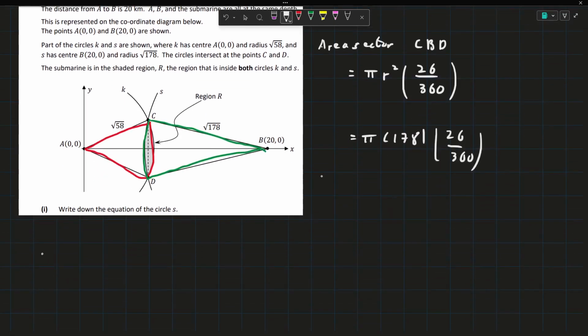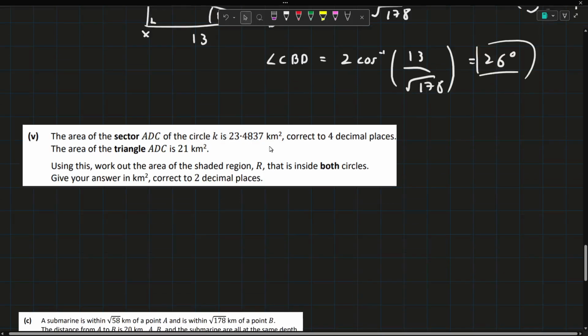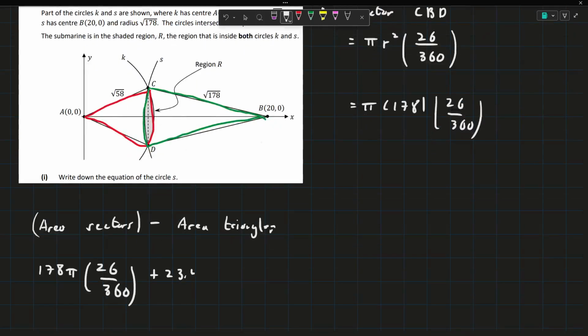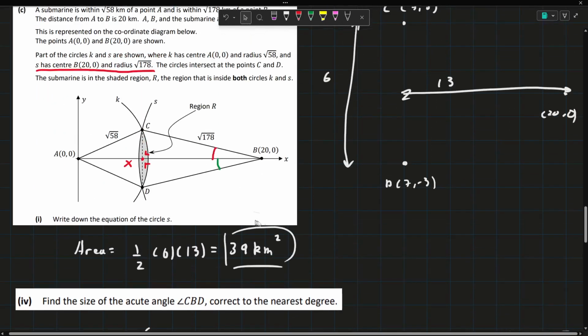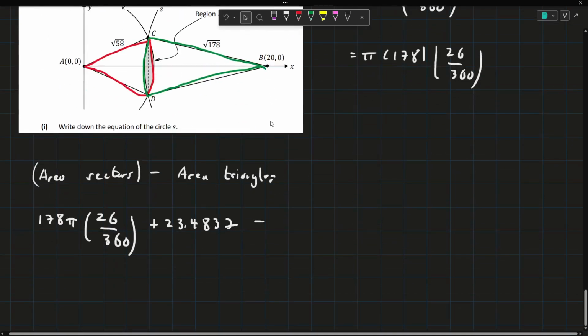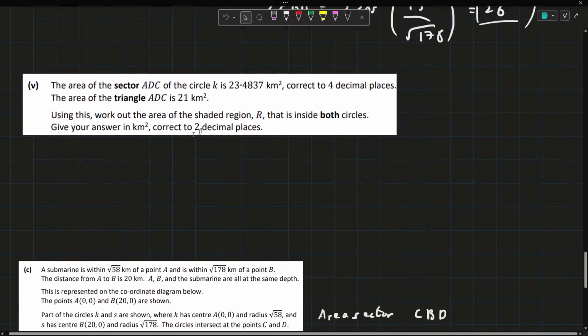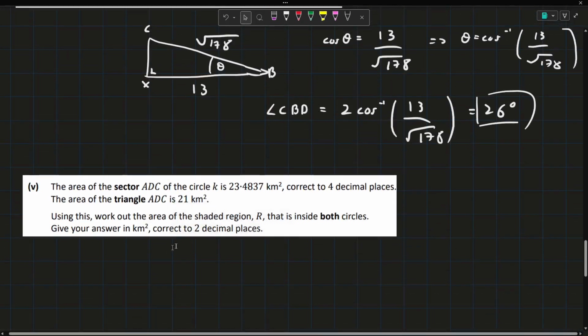And then we want to add those together. We want the area of the sectors, and then we want to take away the area of the triangles, and that'll just give us the overlapping part. So the area of the sectors is 178 pi times 26 over 360, and we want to add onto that the area of the other sector, which is 23.4837. Is that correct? Yep. And we want to take away the area of the triangles. The area of the CBD triangle we found to be 39 square kilometers, so we'll take away 39. And the area of this triangle here, we are told, is 21. When we compute that, what we get is 3.87 kilometers squared. And it says 2 decimal places, so that's why we're giving it like that.